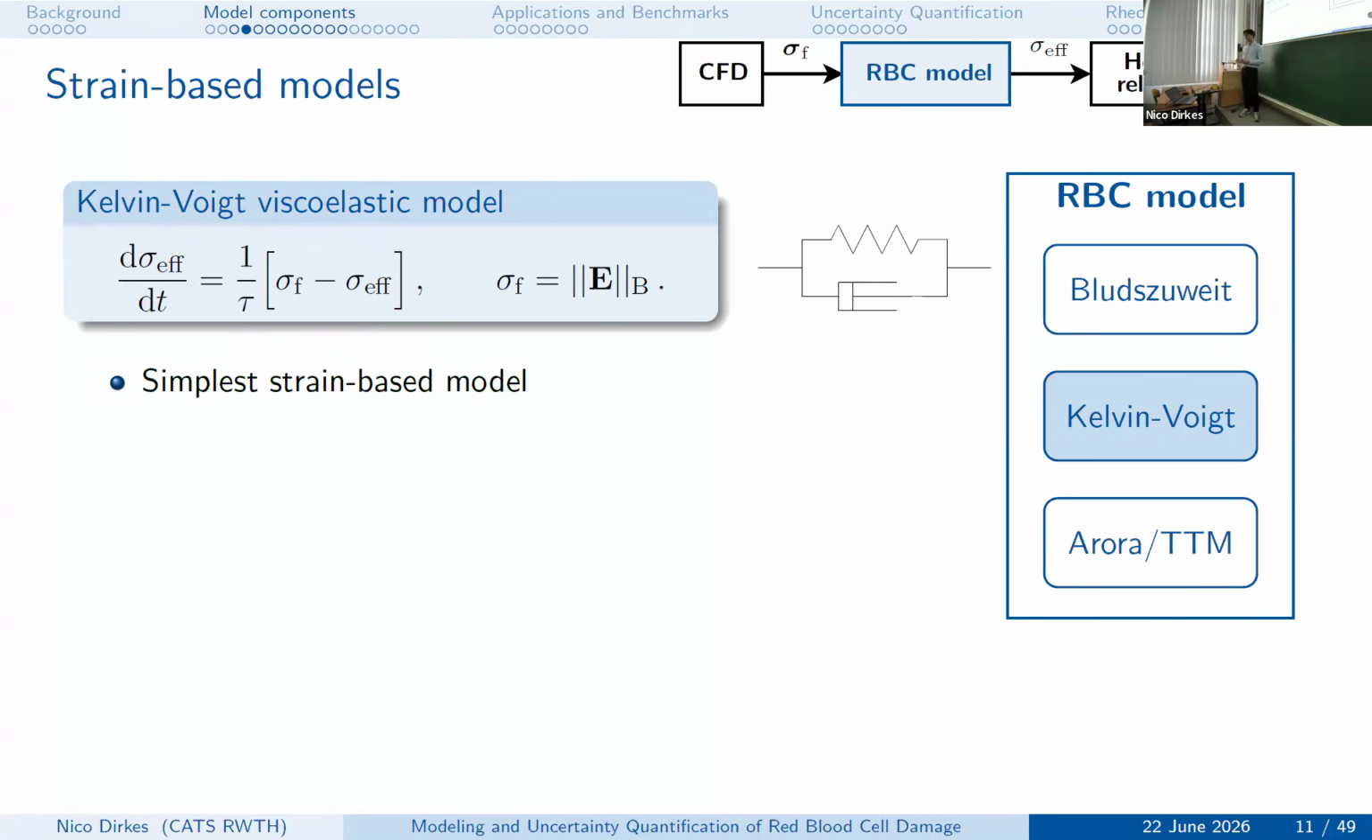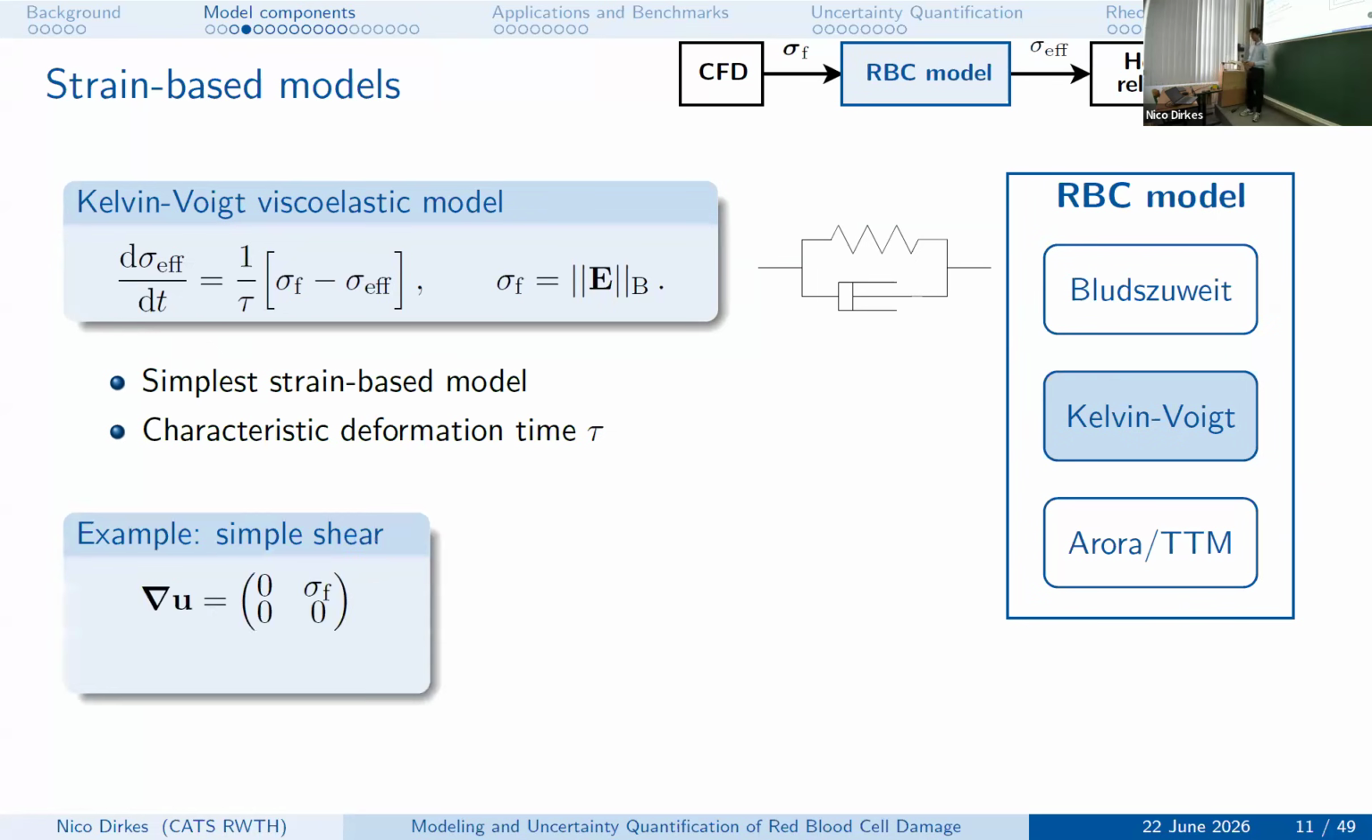These are called strain-based models because here we try to predict actually the membrane strain of the cells rather than just looking at the fluid stress. The other models are called stress-based models. And we have this characteristic deformation time tau, which governs how fast the cells respond to changes in the fluid stress. So one example: simple shear flow, essentially the Couette flow in 2D.